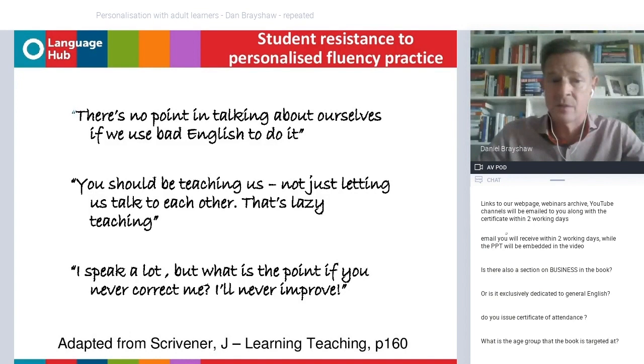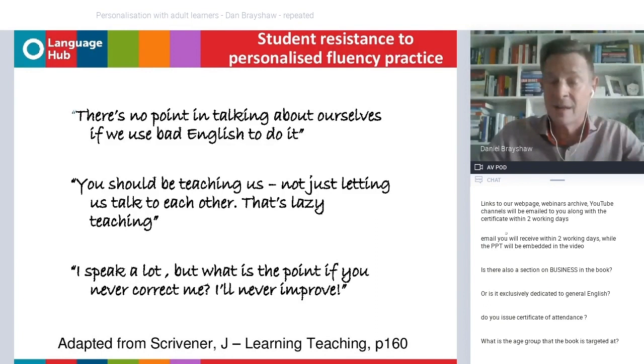I think we can allay those doubts by pointing out to students that these freer personalised fluency activities are a time for, well, just that, for fluency and not accuracy. The idea is to work on fluency and use the linguistic resources they have to communicate. So I think it's just a matter of pointing that out to students. Returning to the third doubt there, I speak a lot, but what's the point if you never correct me? Well, I mean, absolutely, absolutely.